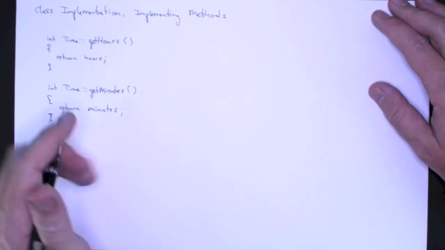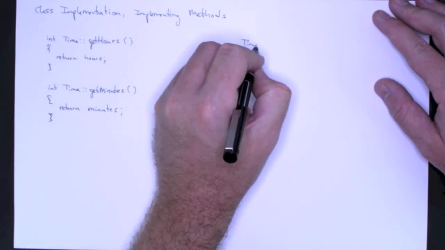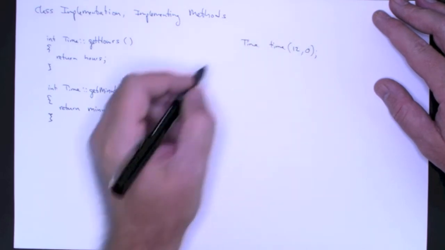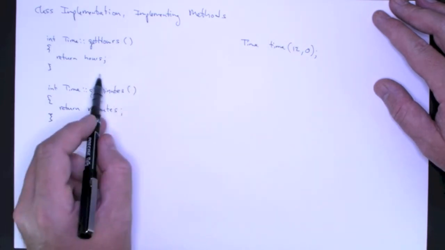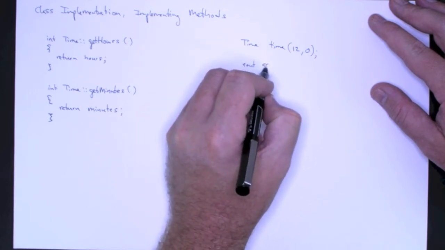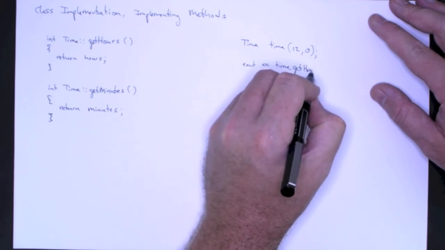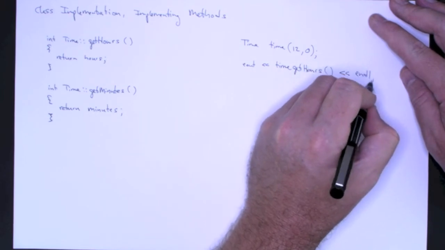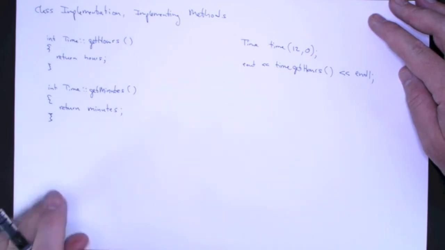And so how we would use this is, if we have a time object and we wanted to manipulate just the hours, or we wanted to see what the hours for that time object were, then we could just say cout time dot get hours. And this would return 12, which would get printed to the console.